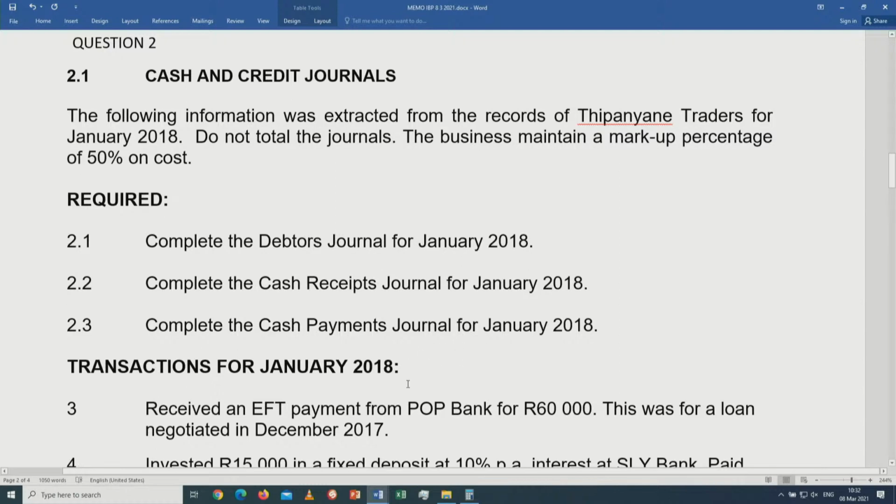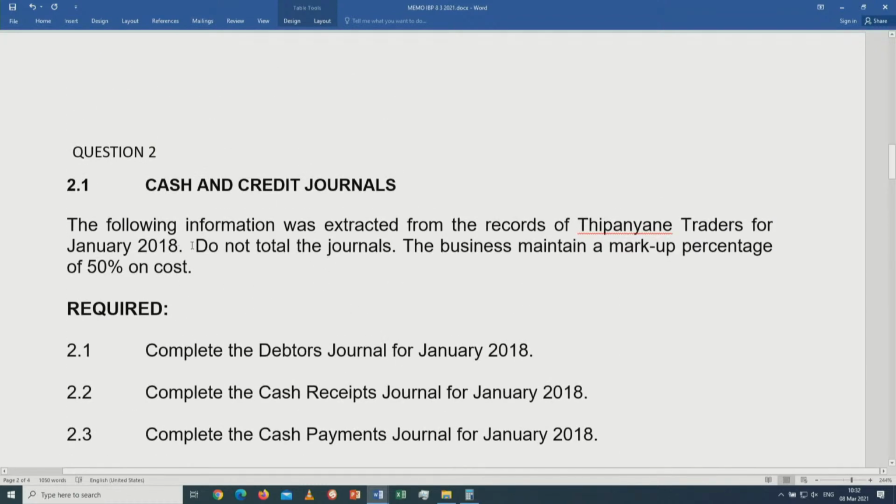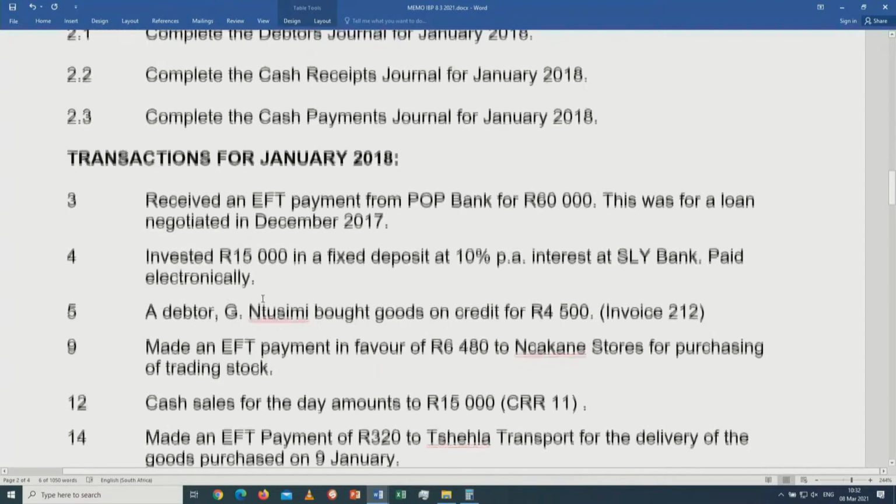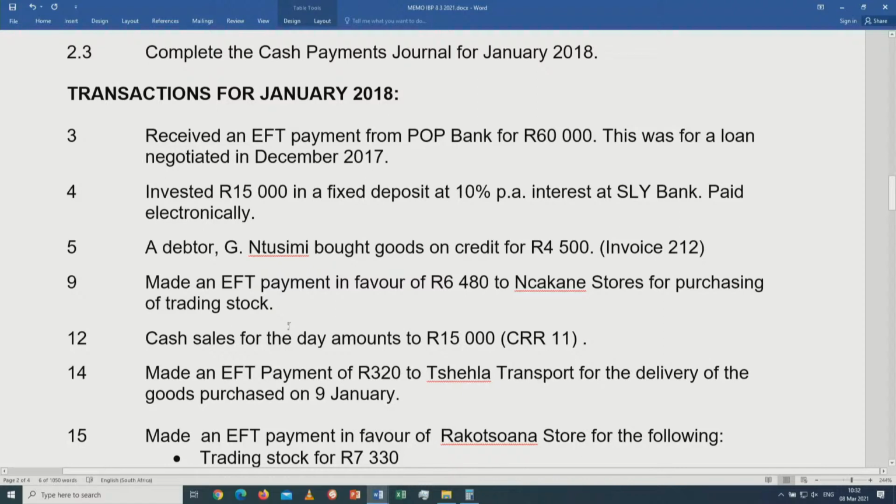So here are the transactions that are given to you. Remember, you must also take care of this again. Do not total the journals. So if it's exam time, and they say do not total the journals, do not do it, because you'll be wasting your time. Follow the instruction at all costs. All right, so here are our transactions.